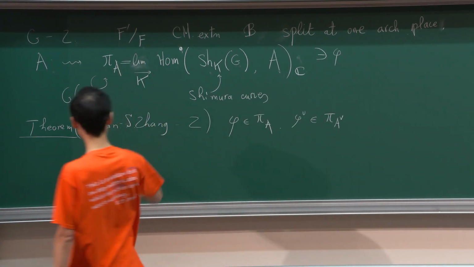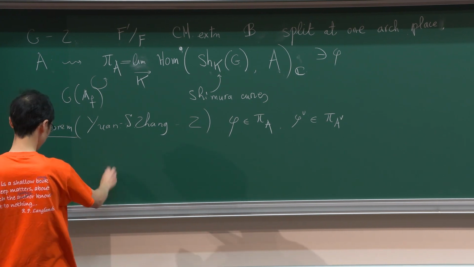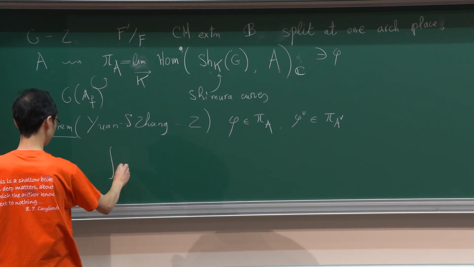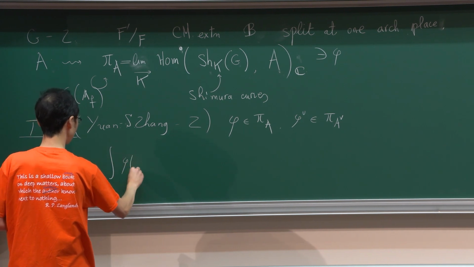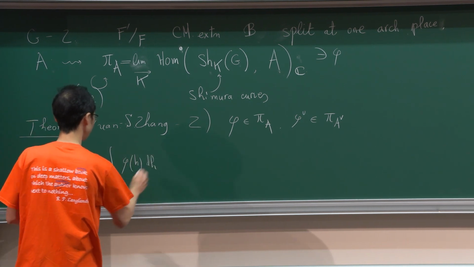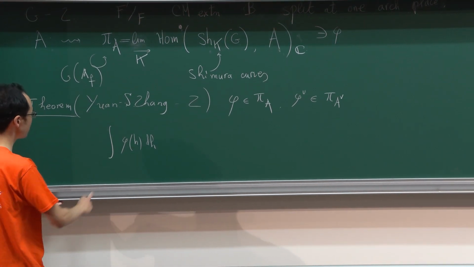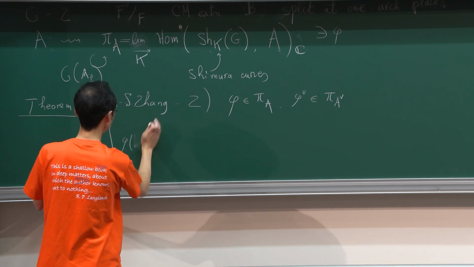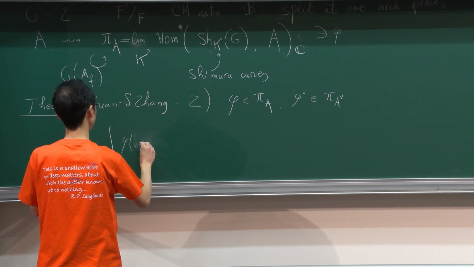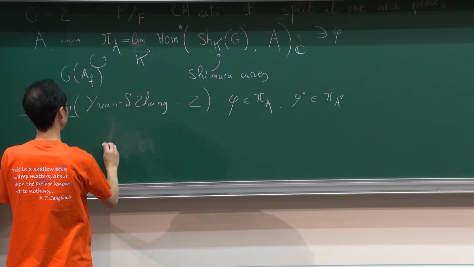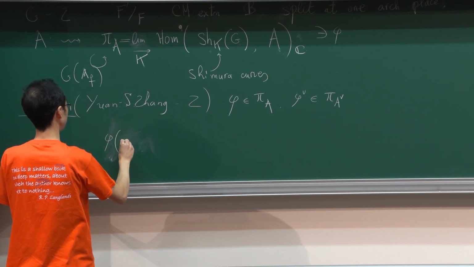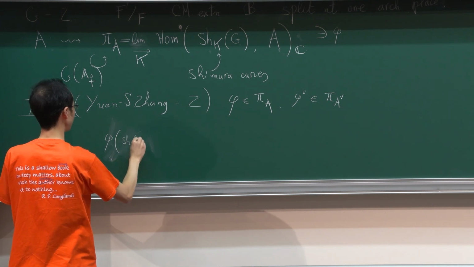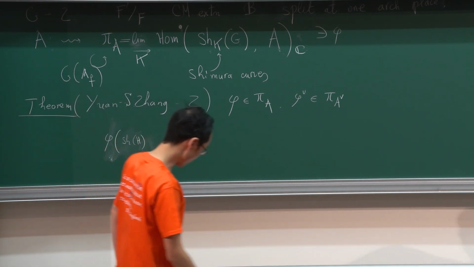So then the point is you get, I can write, phi of h dh, but the meaning of this is really a certain point. So this means phi of, let me write, a Shimura variety attached to h, which are some special points, Heegner points.